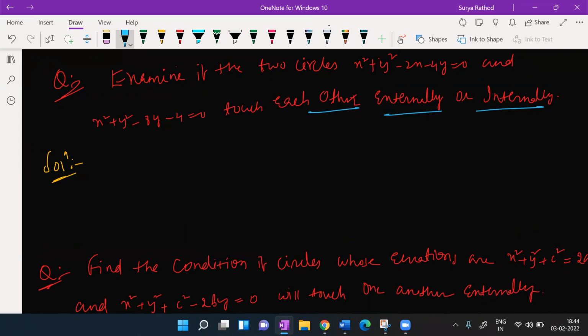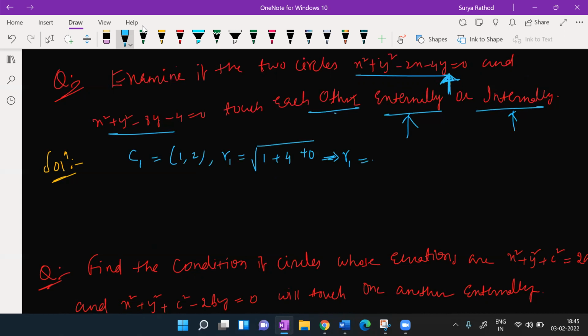See here, he's asking us to examine if the two circles, this one and this one, touch each other externally or internally. Then how can you examine that? How can you identify that? Let us find the center one here. What is the center one directly? 1 comma 2, am I correct? If the center one is 1 comma 2, then what is the radius 1? 1 square is 1, 2 square is 4, minus c. Guys, what is the c value here? In the first circle, we don't have a c value. Just observe it properly. So let us take it as 0, which means r1 is going to be square root of 5.